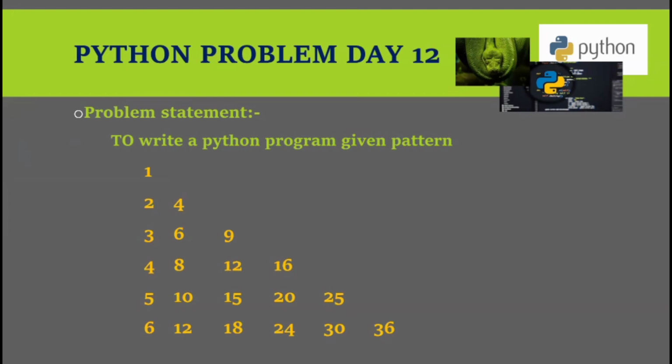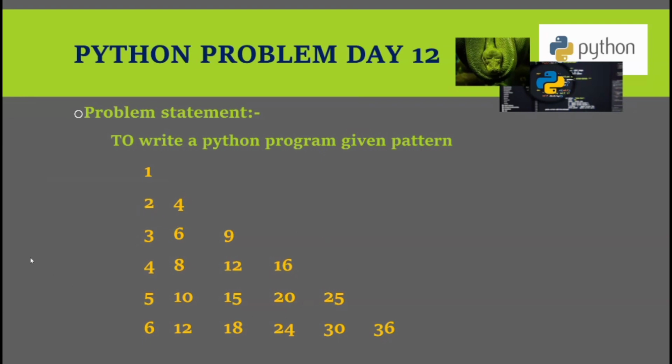Guys, today we are solving one of the Python problem solutions. Our problem statement is to write a Python program for the given pattern. In the first row we have only one. In the second row we have two and four. It is a right triangle pattern, using the multiplication of numbers.